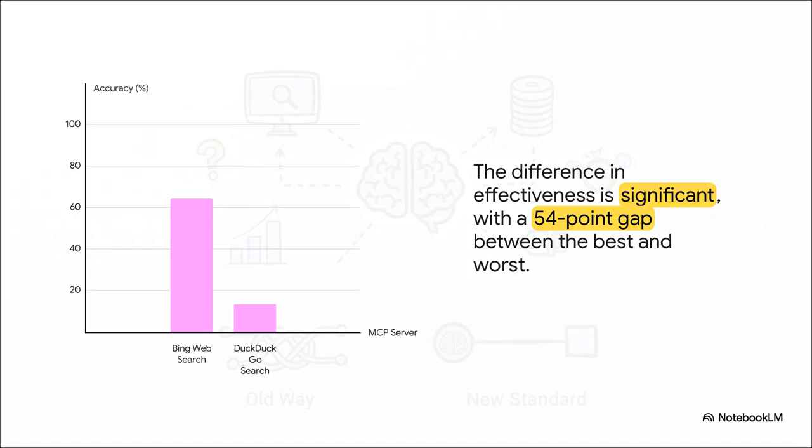And this just perfectly shows the first big shock. Just because you're using the new, shiny MCP standard, it doesn't mean you're going to get good results. Look at this. The Bing server got the right answers 64% of the time, but DuckDuckGo, using the exact same standard, was only right 13% of the time. That is a massive 51-point gap.